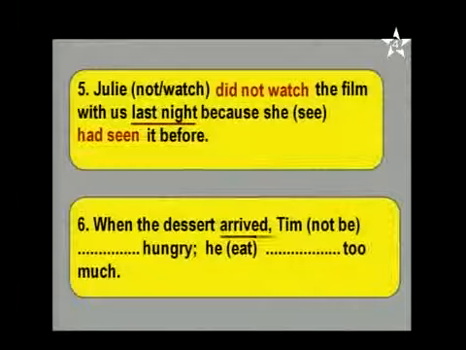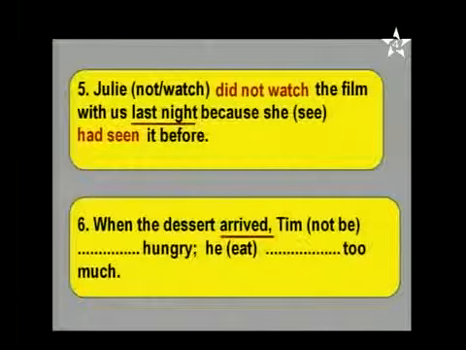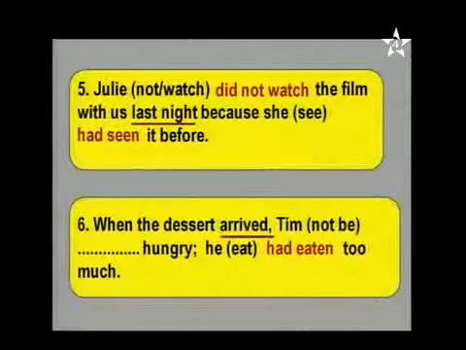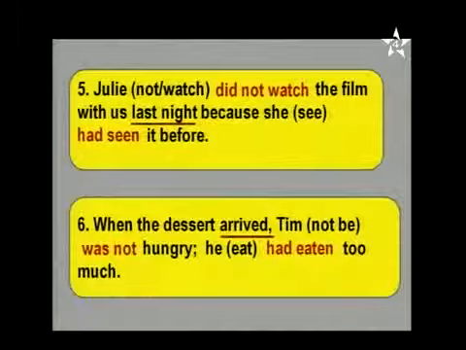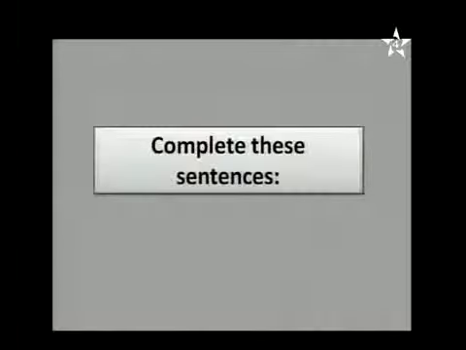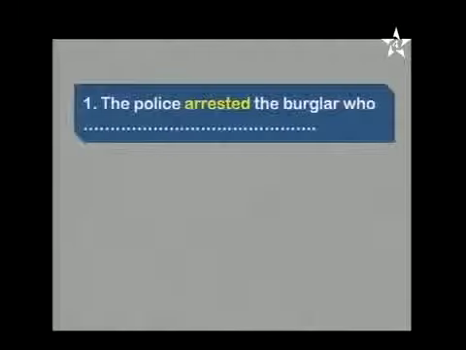Number 6, the time indicator here is this verb arrived, yes. And so Tim had eaten too much. That's why he was not hungry. When the dessert arrived, Tim was not hungry, he had eaten too much. Now let's move to the third exercise, and I would like you to complete these sentences.